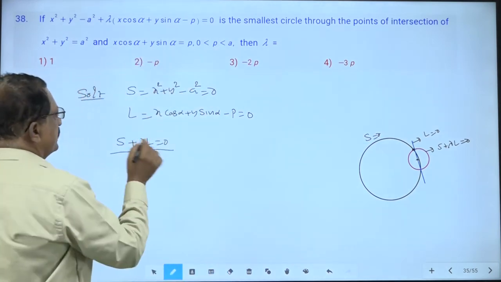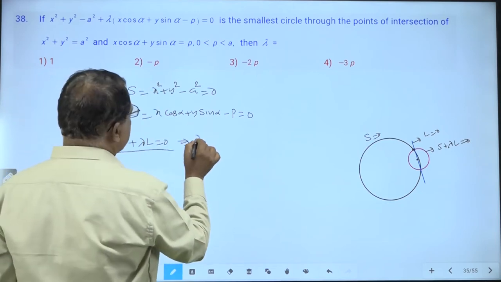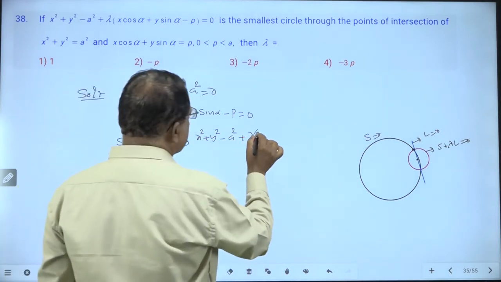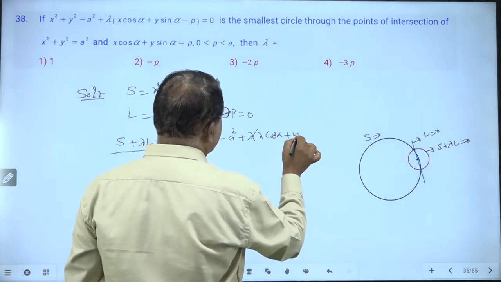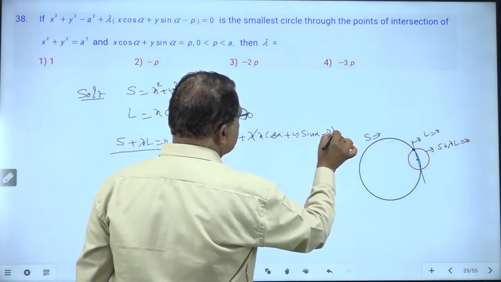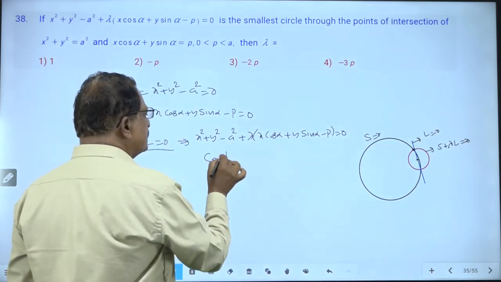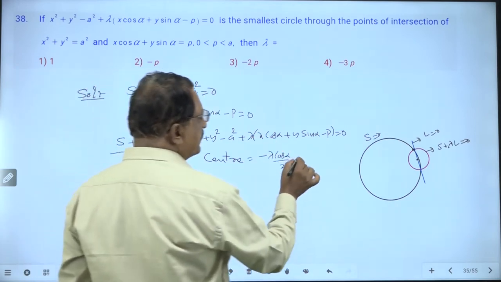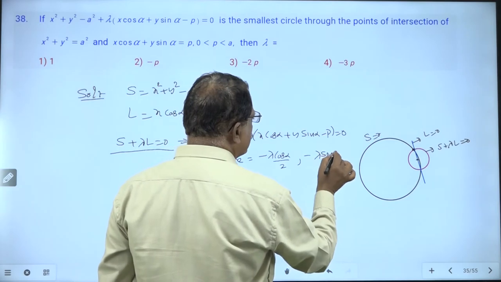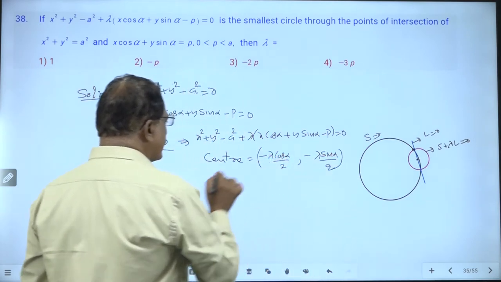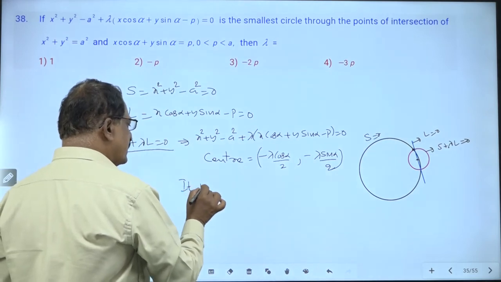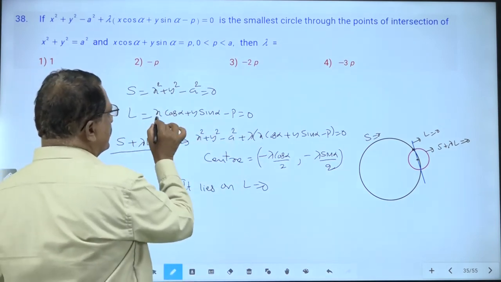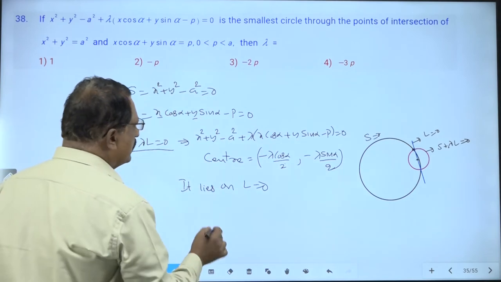Now, here S + lambda L is x^2 + y^2 - a^2 + lambda(x cos alpha + y sin alpha - p) = 0. Its center is minus half of the coefficient of x, comma minus half of the coefficient of y, that is (-lambda cos alpha/2, -lambda sin alpha/2). But it lies on L = 0. In the line equation, substitute this point at the place of x and y.